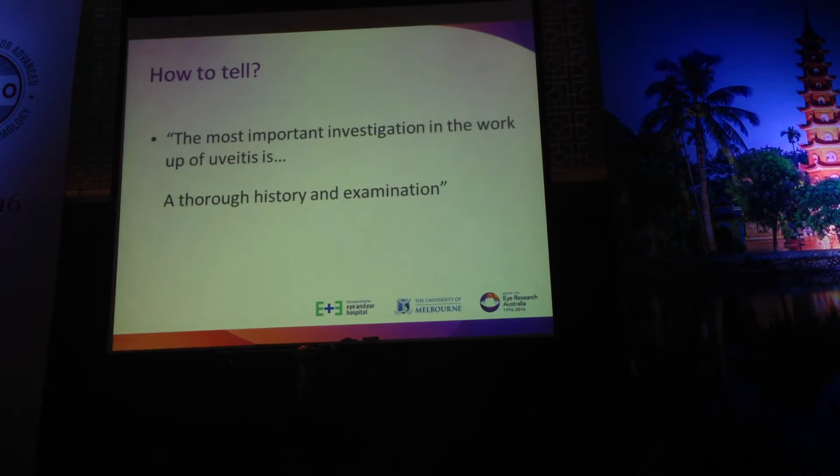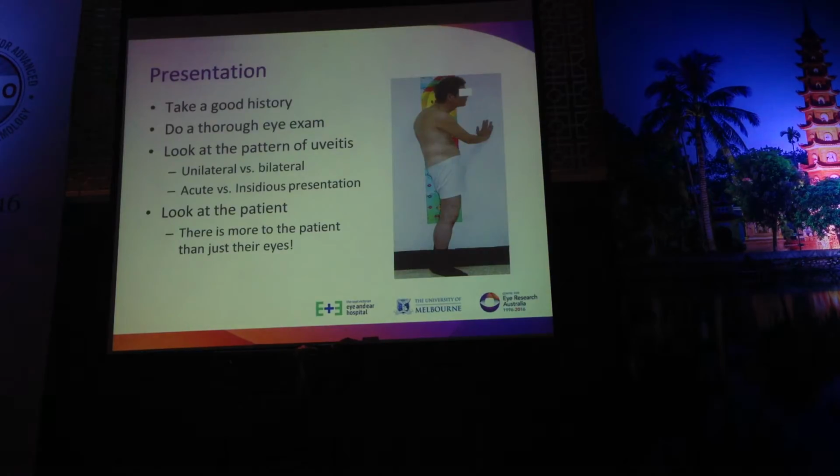Okay? And the most important way of finding this out is a really good, thorough history and examination. It's not a special test, it's nothing else but actually taking the time and actually working out how your patient's presented and doing a thorough examination. So take a good history, look at the pattern of the uveitis. Is it unilateral? Is it bilateral? Is it acute onset or are the symptoms slowly progressive?